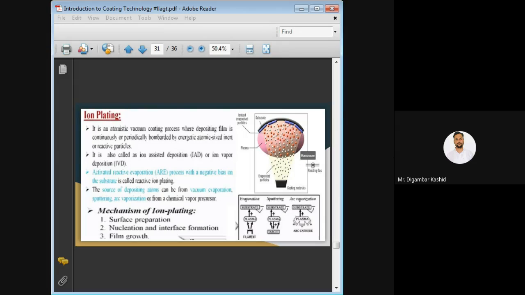So there are certain mechanisms available. Which are the mechanisms of ion plating? Here I have given surface preparation first, right? Then nucleation and interface formation. And the last is the film growth.